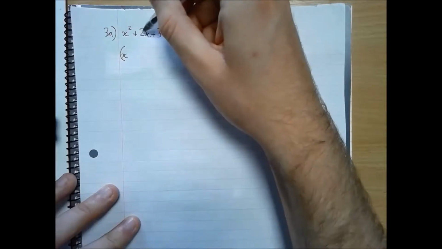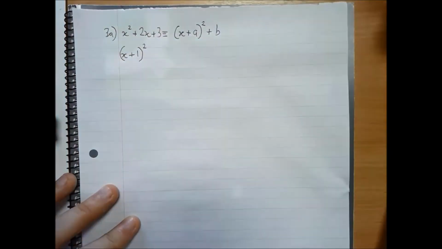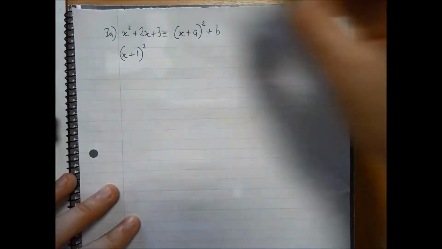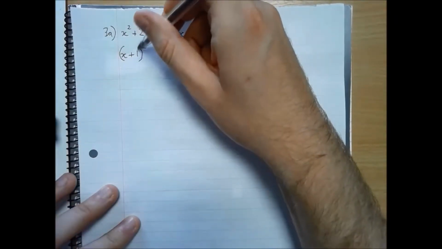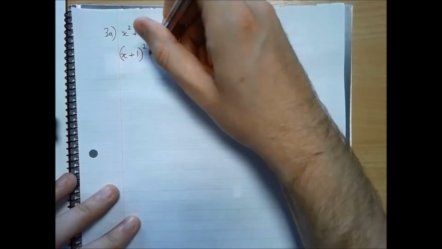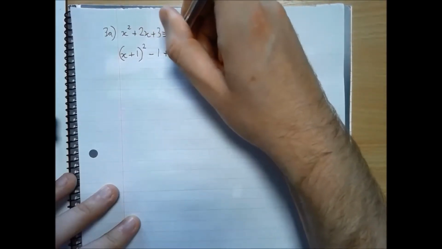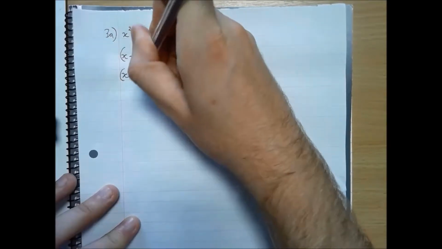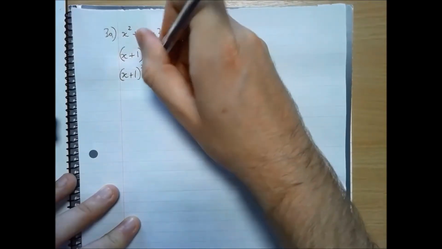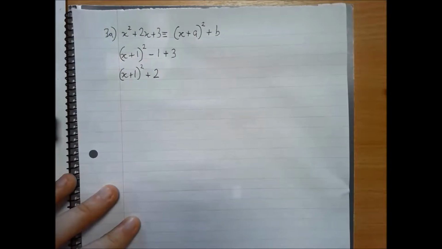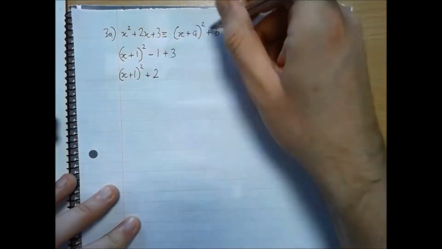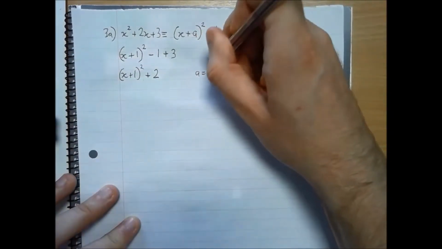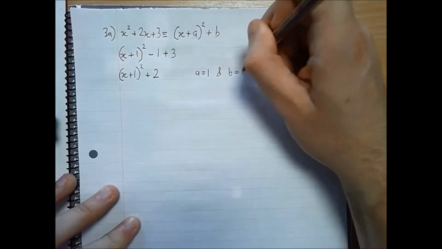So we halve the coefficient, square it, and then of course we always take away the square in here. So 1 squared is 1, so we're just going to minus 1 plus 3 like that. And then of course if we simplify this, we're going to have (x plus 1) all squared, minus 1 plus 3 is positive 2. And of course if we look at this, then we can just cross compare, and we know a is 1 and b is 2.